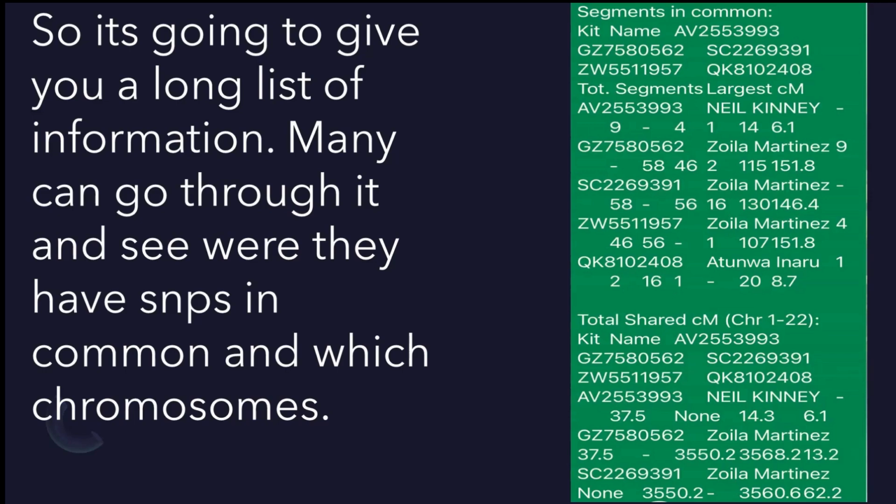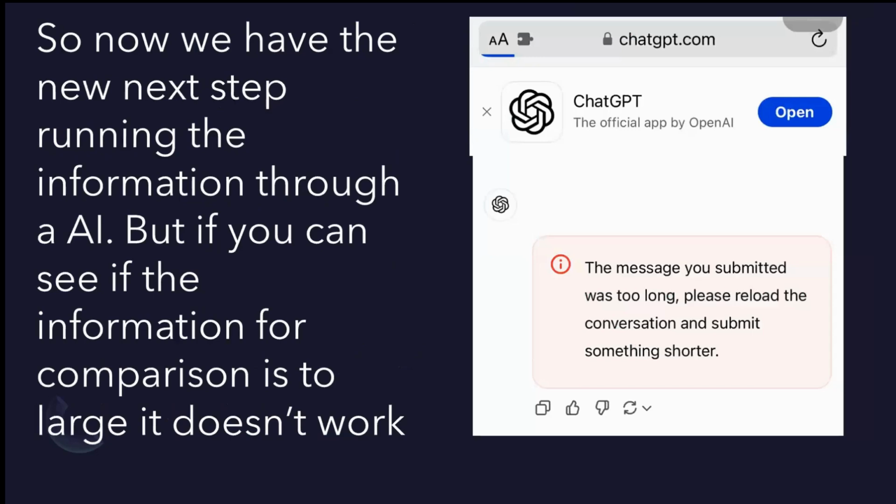So now we take all the information and we highlight it. Once we have it highlighted and copied, we're going to ChatGPT. Now, I use a free version. I've had this for years. I've been using AI to play around with and mess around, and it's fantastic.